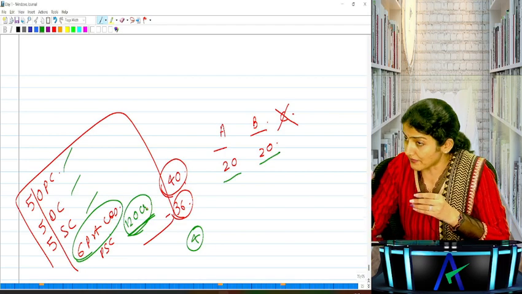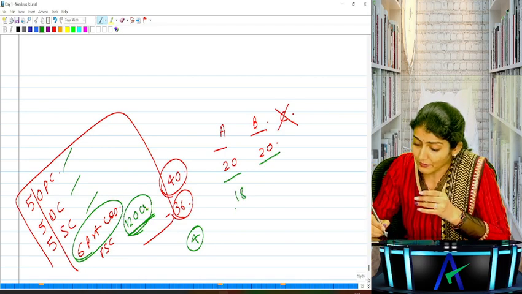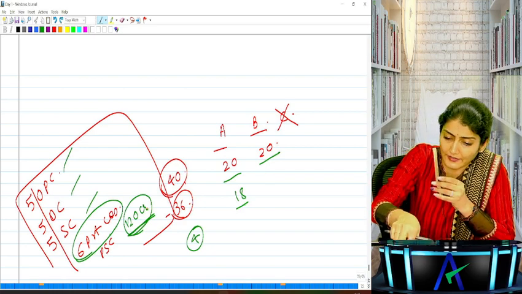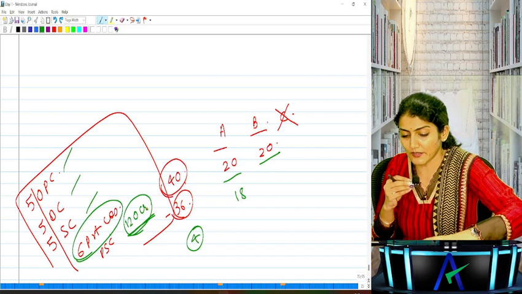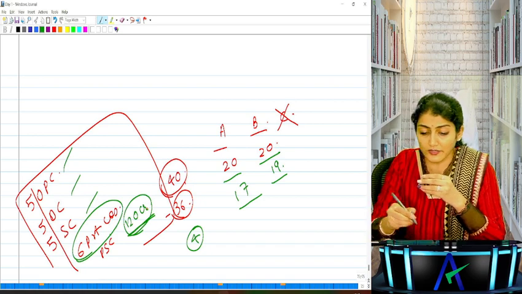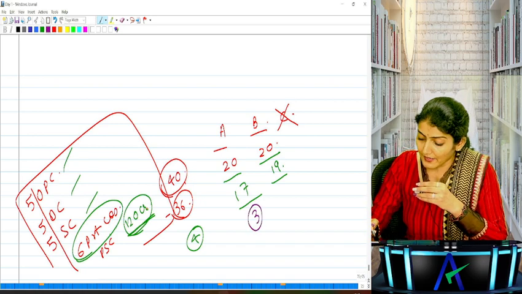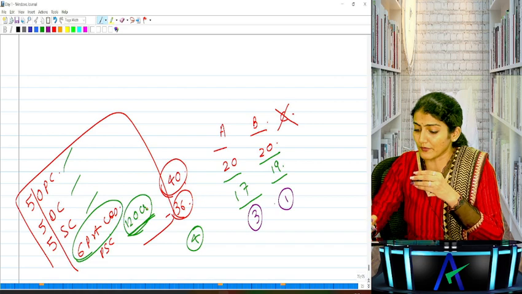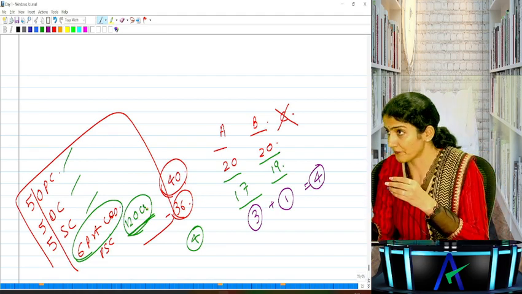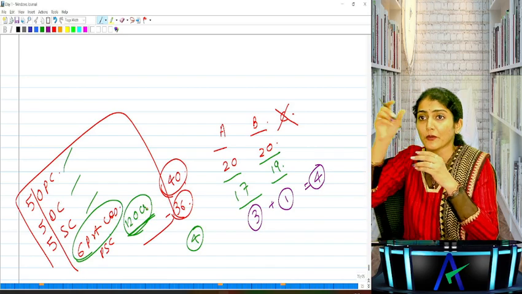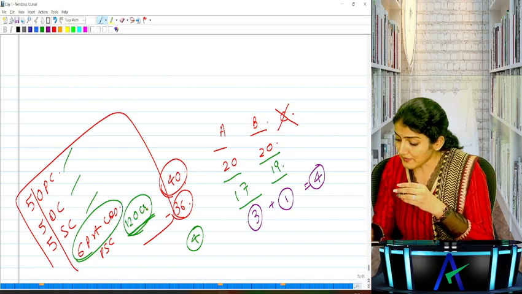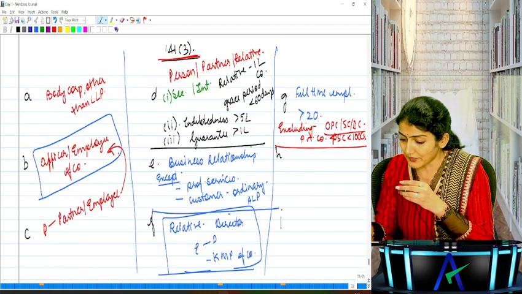So 20 audits per person. Right now, say there are 17 audits in the name of A, and 19 audits in the name of B. So how many more audits can be taken in the name of A? 3. And how many audits in the name of B? 1. So total audits which can be taken in the name of the firm, 4 more, right? So total 40, audits in their individual names and audits in the name of the firm. Right? So what is that? 141(3)(g). What is 141(3)(g)?